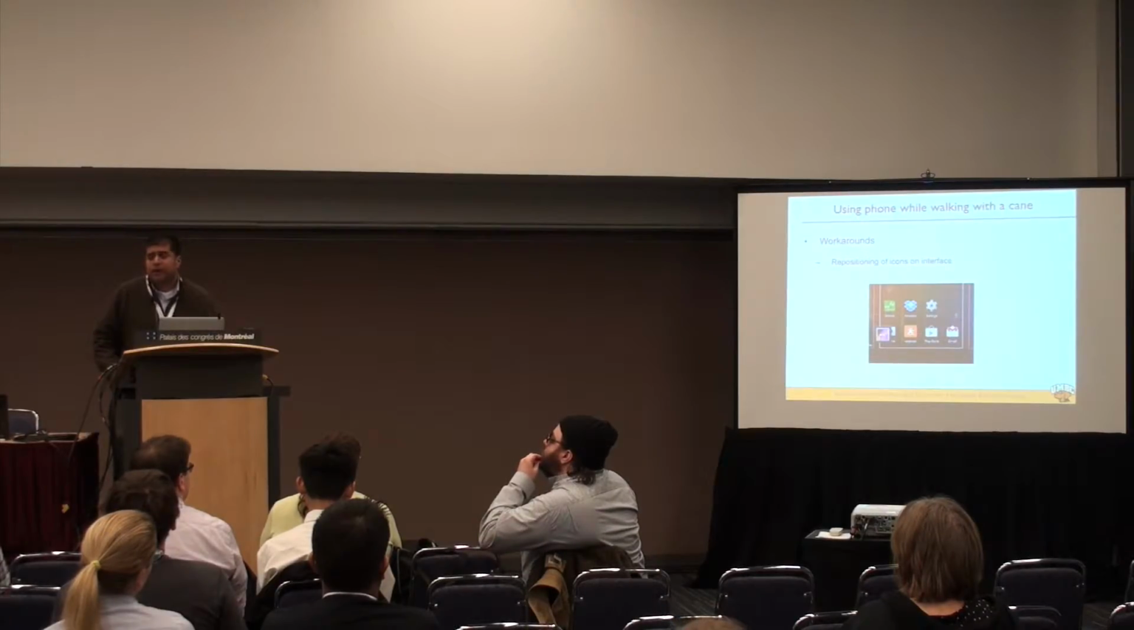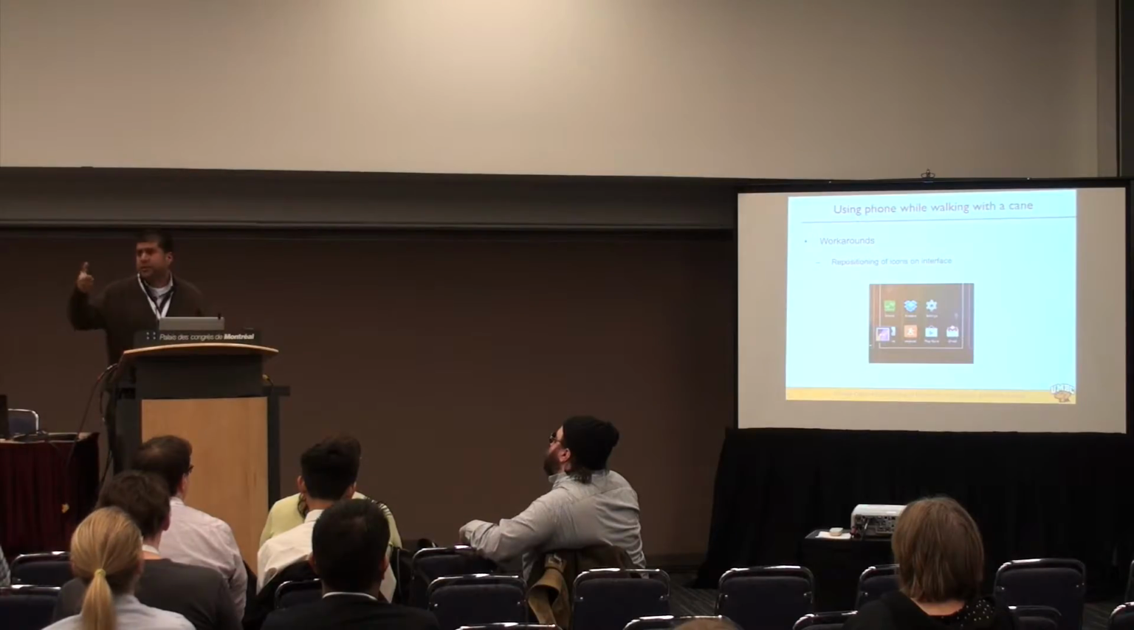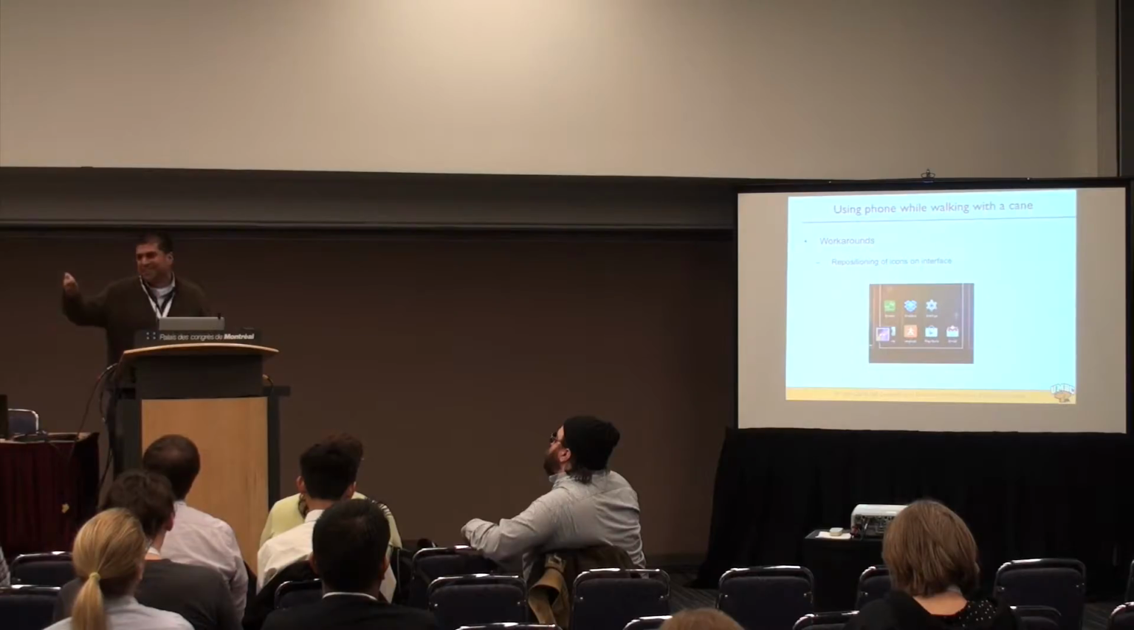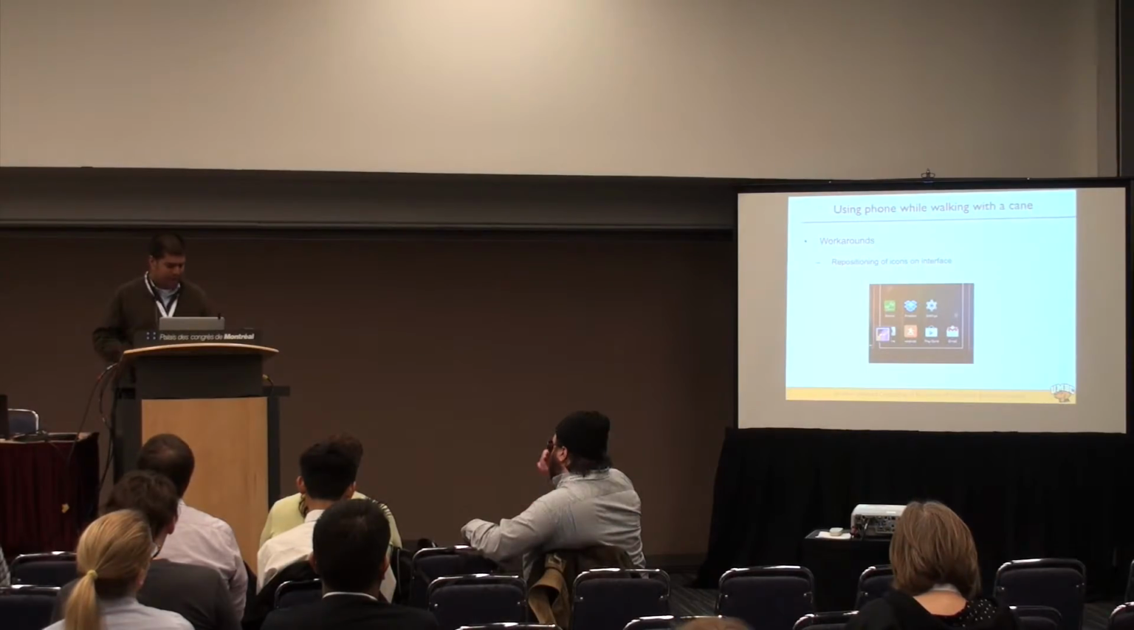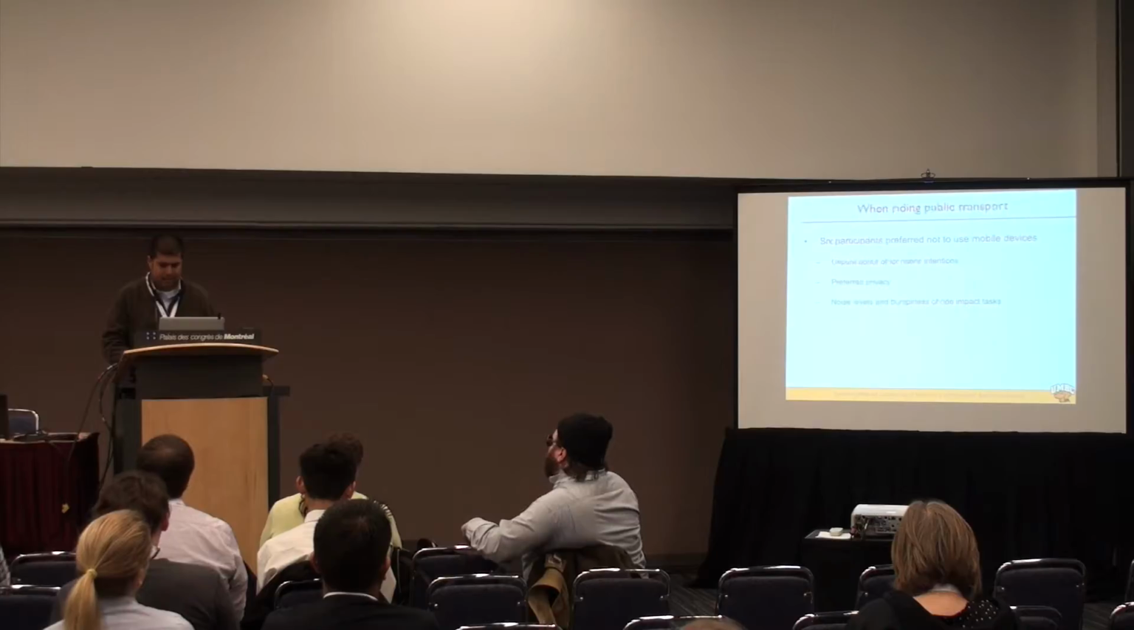In terms of workarounds, one user told us that they had found one way to use the phone one-handed would be to actually strategically reposition some of the icons on the screen to be in close proximity of where the thumb would be. This took a little bit of skill to actually manipulate the position of the icons, but it pretty much allowed them to think, okay, we'll probably get closer to the app that we're trying to actually locate at the time.